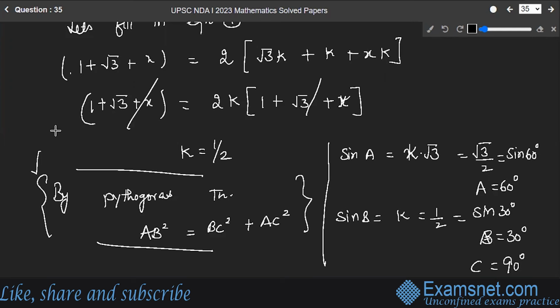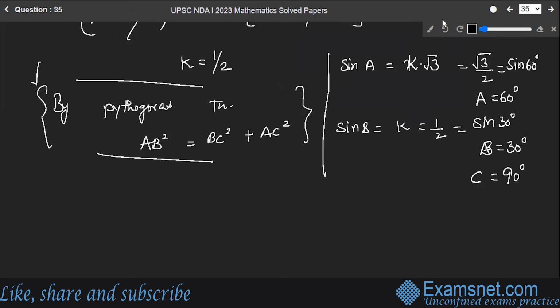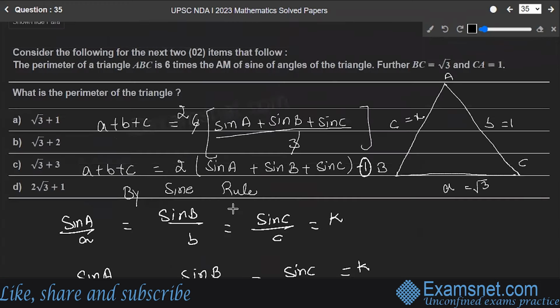I hope you got this. It's a right angle triangle at the C vertex. So using the Pythagoras theorem, AB square was equal to BC square plus AC square. So AB was actually your X. So X square is equal to root 3 square plus 1 square, which is equal to 4. So X will be equal to plus minus 2. You can't have a negative value for a length, so X is definitely equal to 2. I hope you got this clear till here.